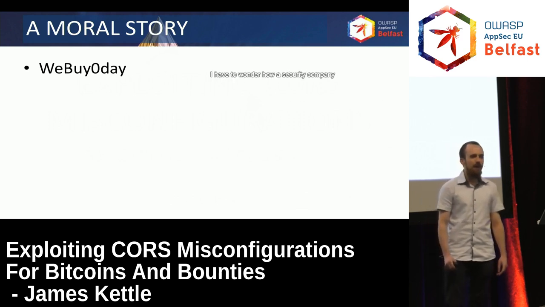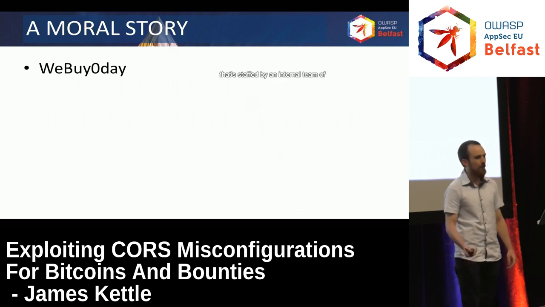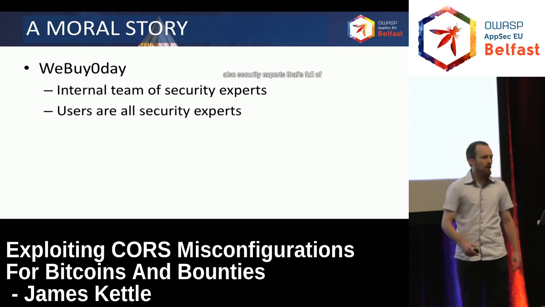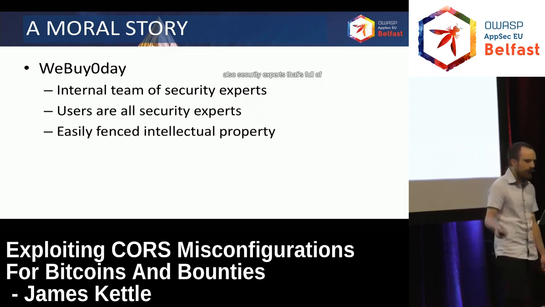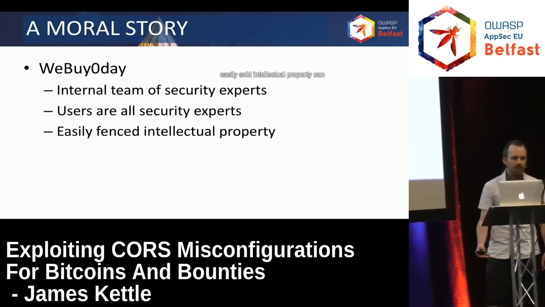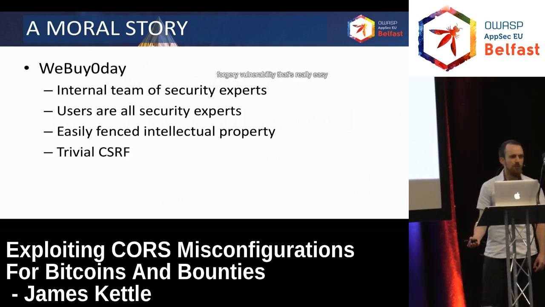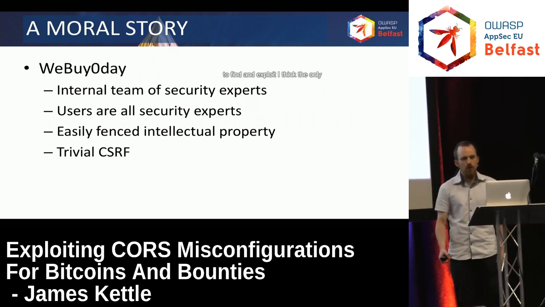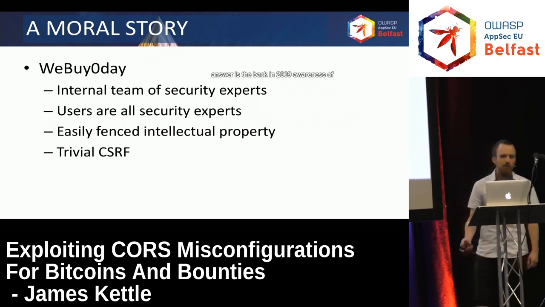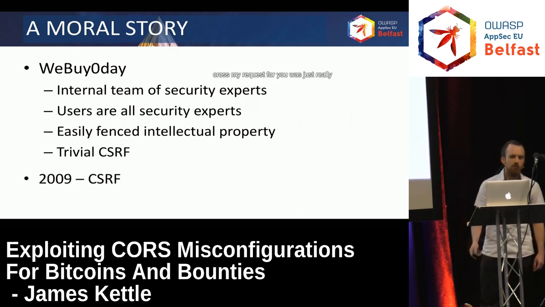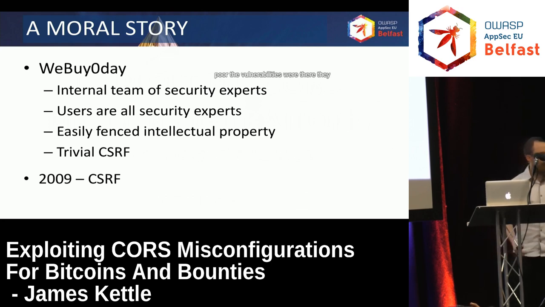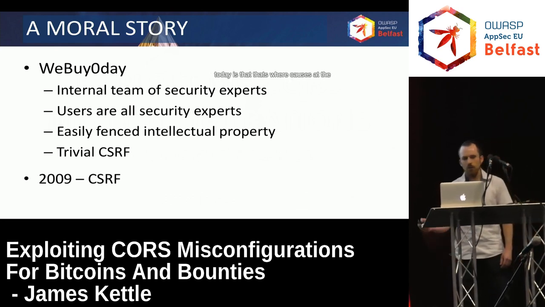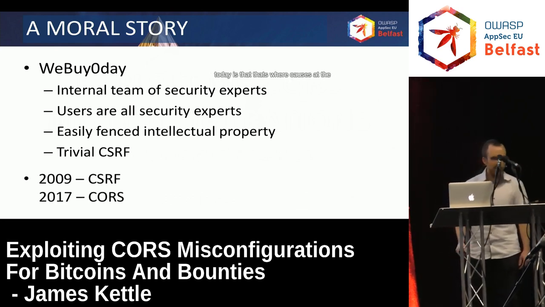But in retrospect, I have to wonder how a security company that's staffed by an internal team of security experts, where all the users are also security experts, that's full of easily sold intellectual property, can have a trivial cross-site request forgery vulnerability that's really easy to find and exploit. I think the only answer is that back in 2009, awareness of cross-site request forgery was just really poor. The vulnerabilities were there, they were easy to find, but nobody was looking for them. And what I'm going to show you today is that that's where CORS is at the moment.